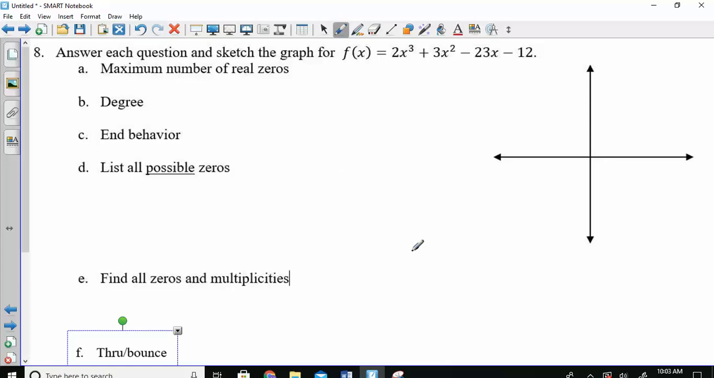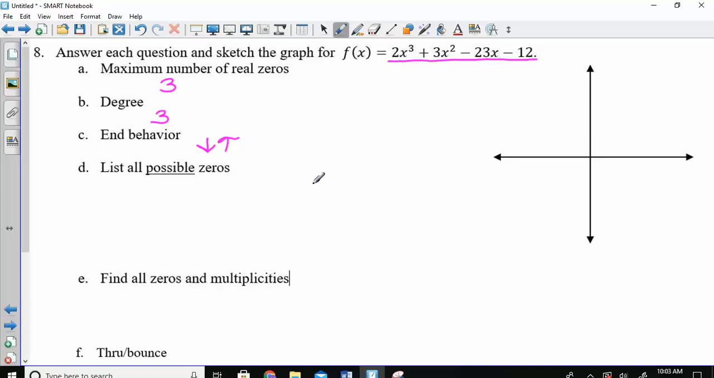Then, so the next one is very, very similar, but I didn't factor it first. Can you guys tell me by looking at this how many zeros it should have? 3. The number of zeros is your degree. So my maximum number of zeros is 3. My degree is 3. Those things match. What's the end behavior? Down, up.